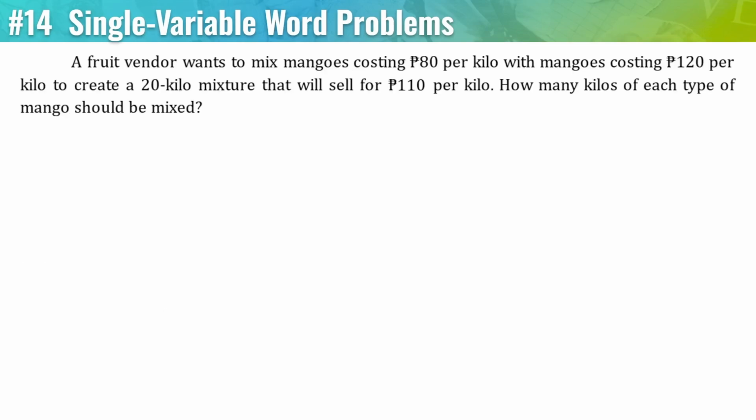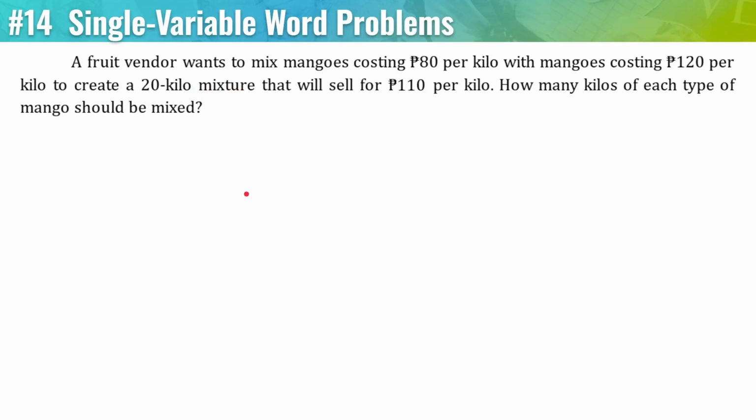So number 14. A fruit vendor wants to mix mangoes costing 80 pesos per kilo with mangoes costing 100 pesos per kilo to create a 20 kilo mixture that will sell for 110 pesos per kilo. How many kilos of each type of mango should be mixed? So what we need to know here is that we're mixing things of different prices to achieve a fixed amount.